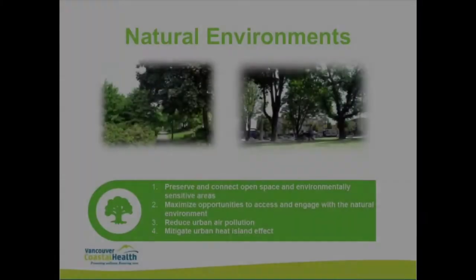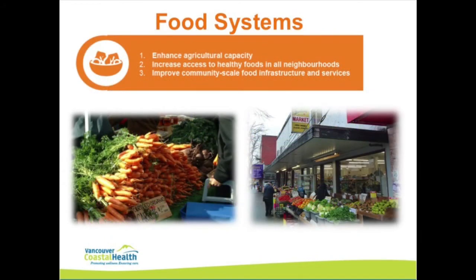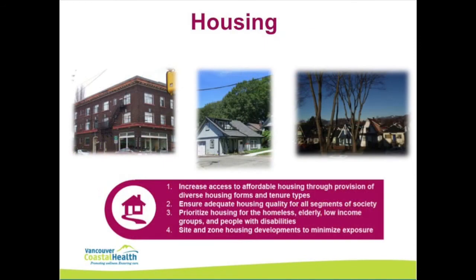I'm not going to go through all of them, but we've got ones for the natural environments and food systems, looking at the overall food system, not just from grocery store to mouth, but where does our food come from? Increasing access to healthy foods in all neighborhoods, and improving community scale food infrastructure and services. Housing, this is already a neighborhood that's got quite good diversity in housing stock, but that's a really critical piece to maintain, of all different forms and types and for all age groups, remembering to look at the mix of ages who are coming in.